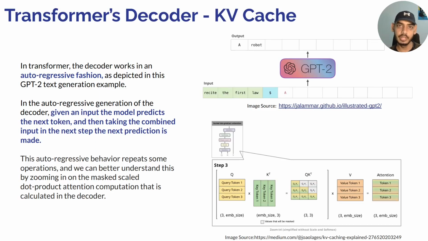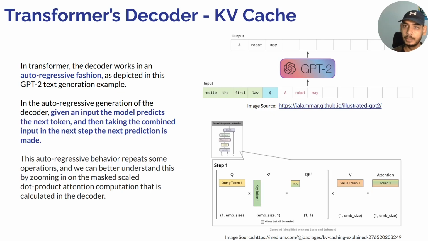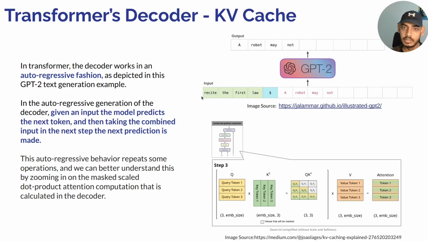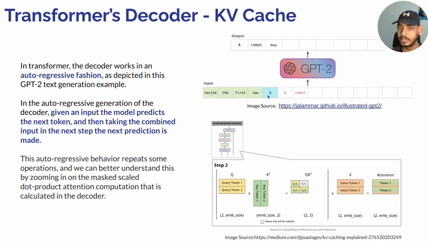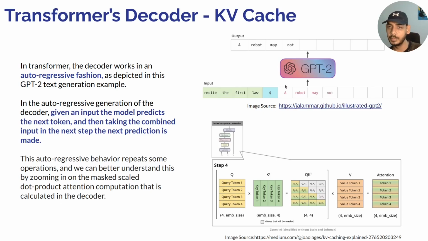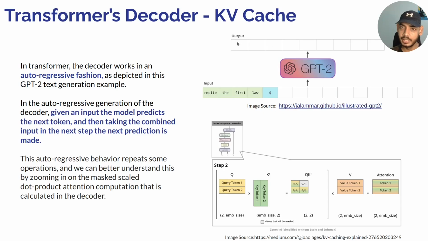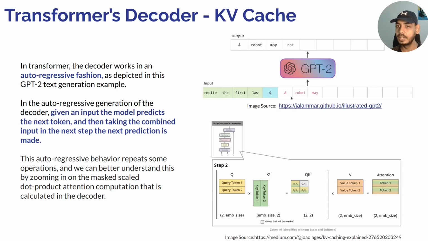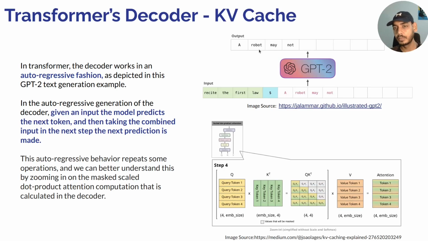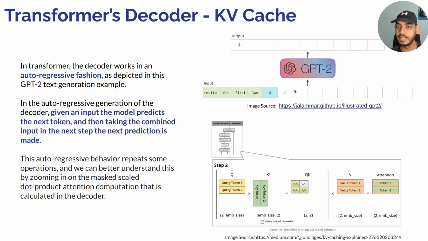So, transformers, decoder, KV cache. The decoder works in an auto-regressive fashion. What do I mean by that? Consider the input "recite the first law", which is the starting token, light blue in color. This is passed as an input to GPT-2, and it generates an output, "A". That output is taken as an input along with the rest of the input, and it generates the next token, which is "robot". Then those two are again taken as input along with the rest of the input, and it generates the third token, "may". This is the auto-regressive way of generating the next token.